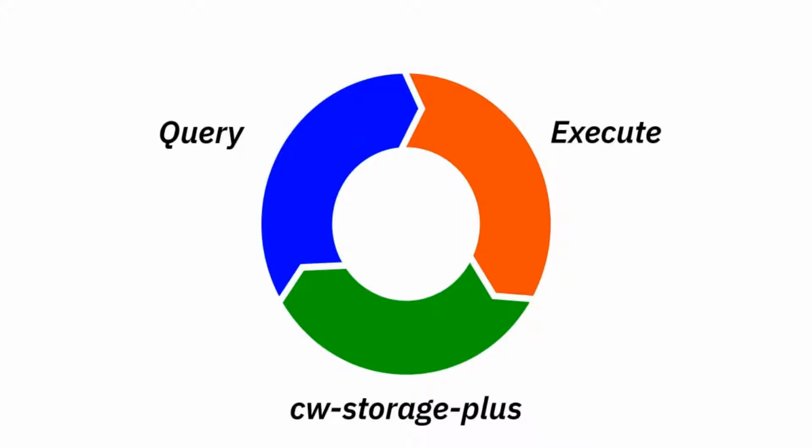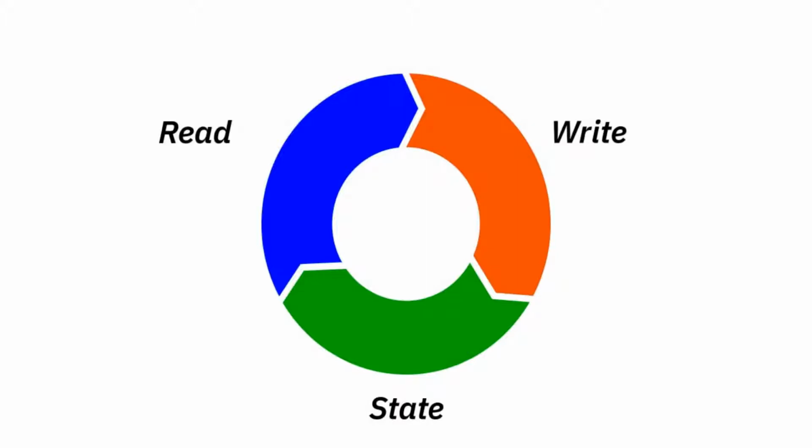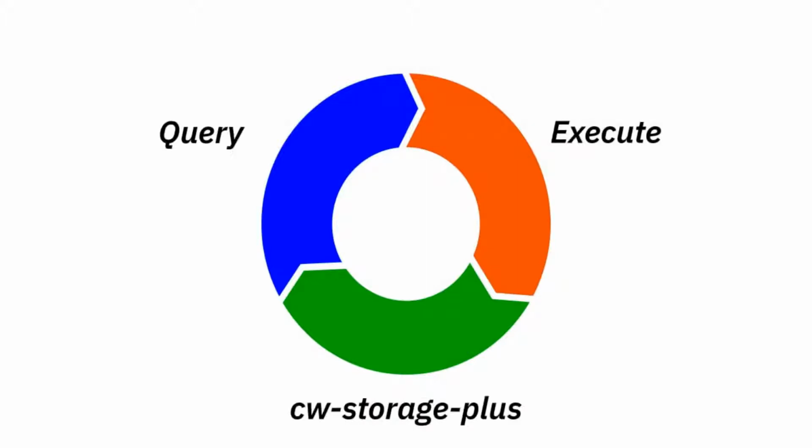In terms of a CosmWasm contract, there are two entry points that deal with the parts of the pie that we saw just then. Write and read are handled by execute and query, respectively. So whenever you see execute, think storing data. Whenever you see query, think reading data. And then state is just the data at rest, right?